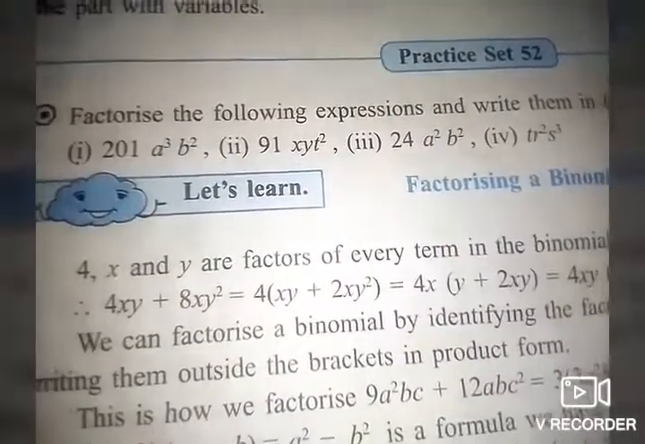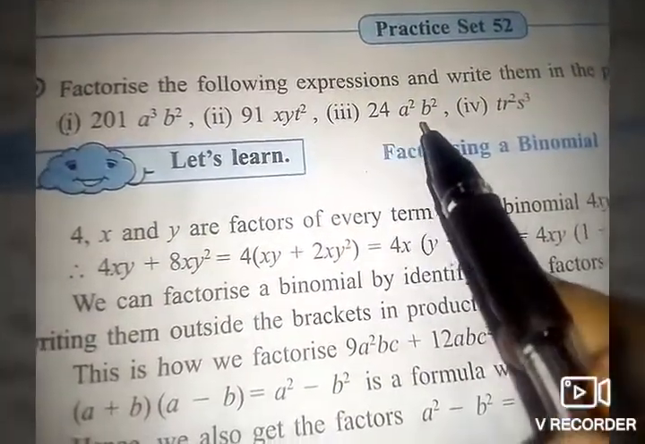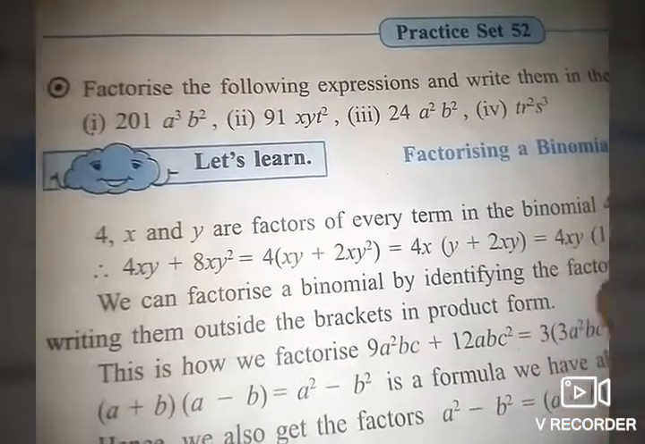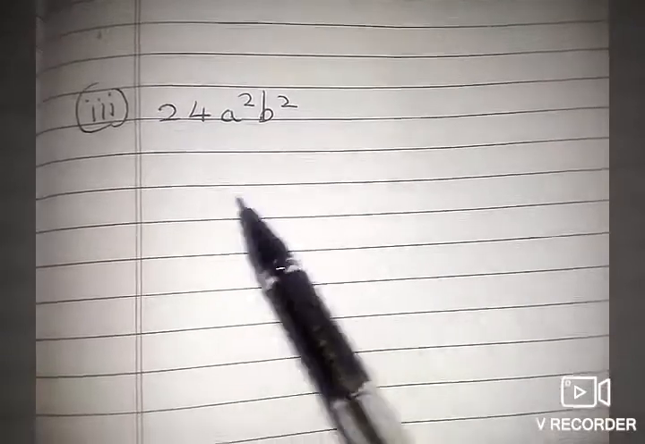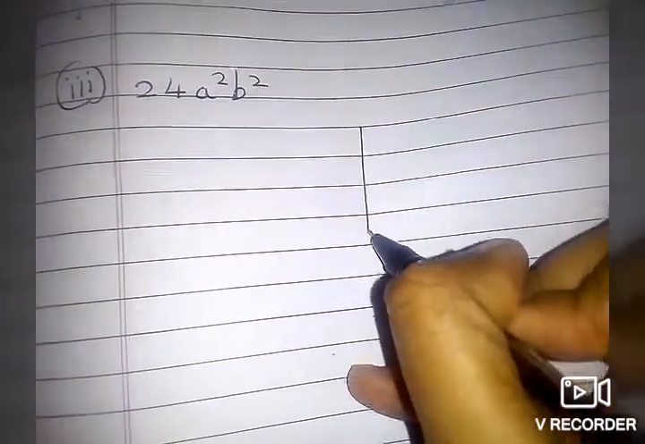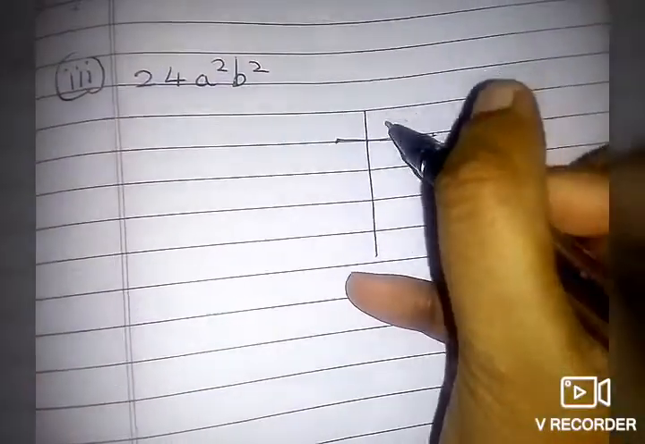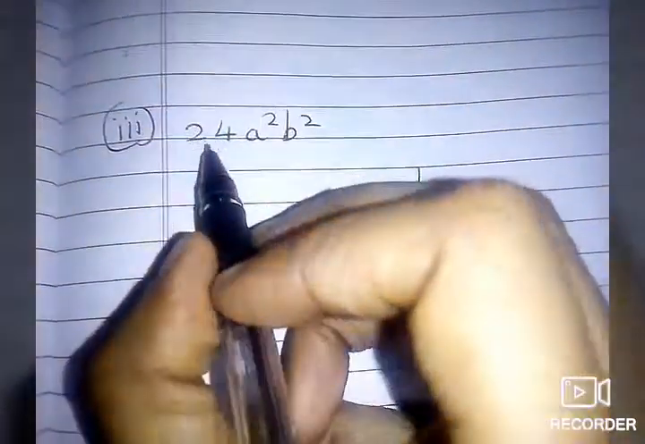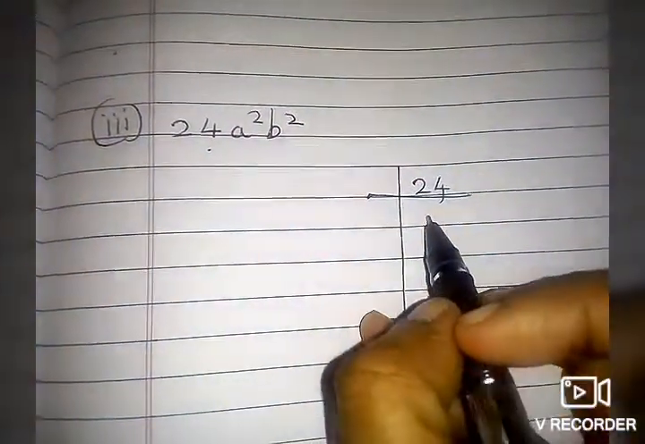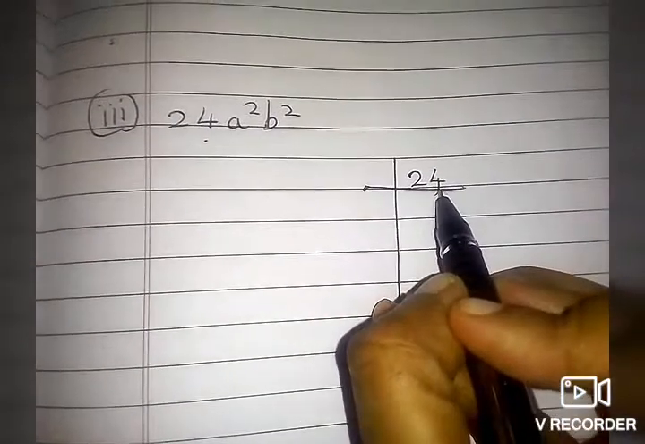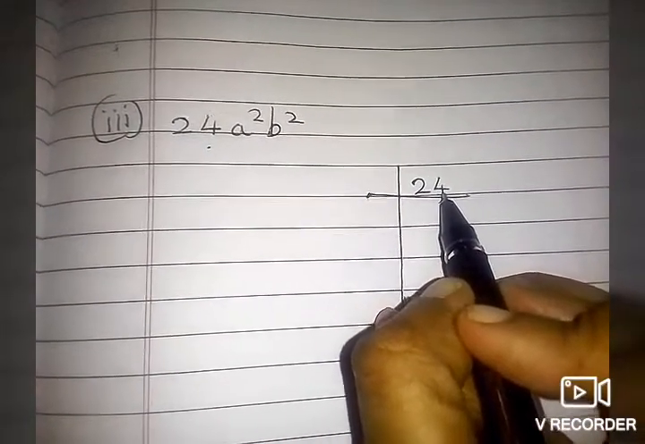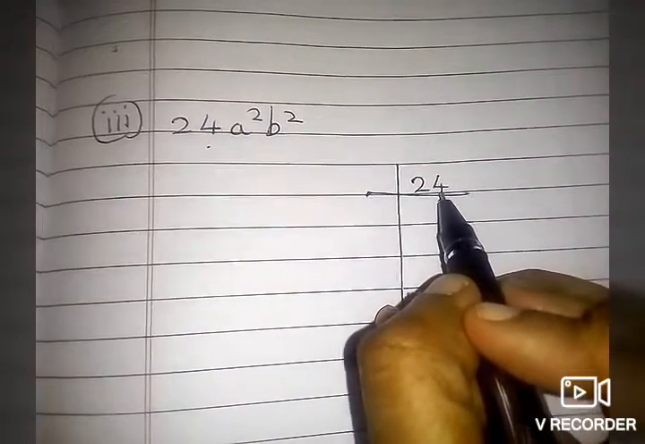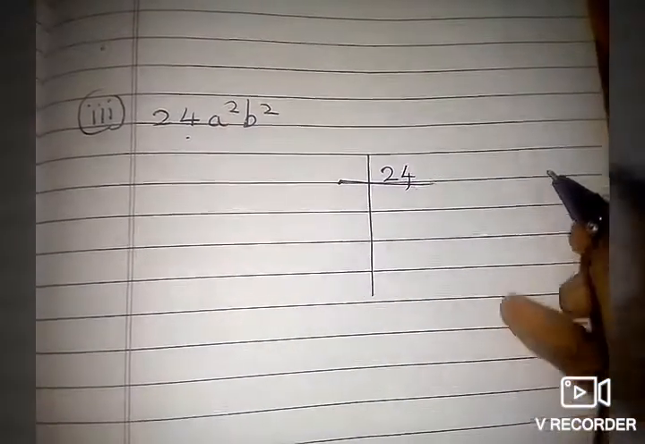Now next one is 24a square b square. What number is given here? 24. Okay. The unit place 4 is there in number 24. So it is divisible by 2. Start dividing over here.